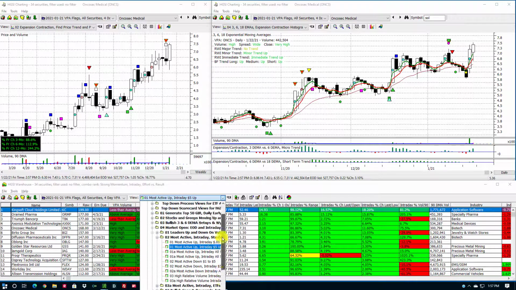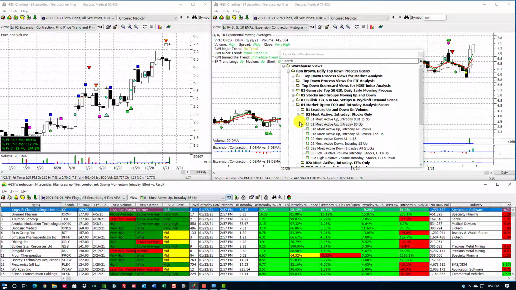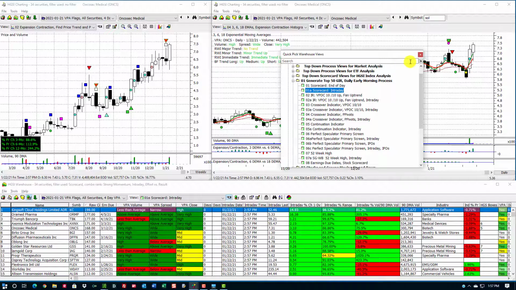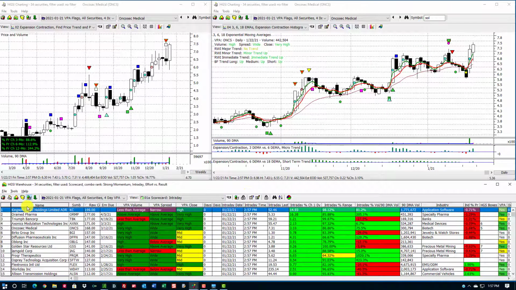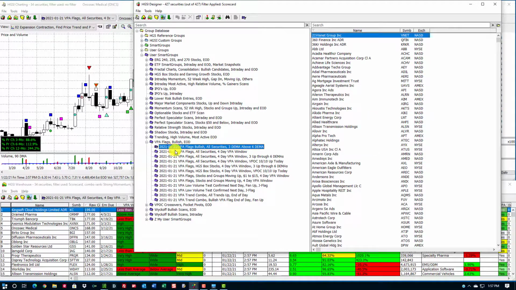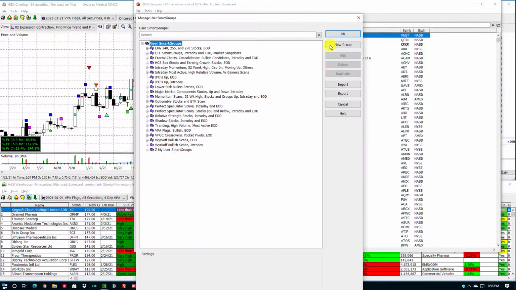Now I have a most active screen in here. I want to change that. I'll go up to my number 1 folder and look at the scorecard intraday. I'll use this instead. Now I'm going to go back into the designer, and I'm going to show you what I came up with. This is VPA flags bullish, all securities is a list of securities, but the 3 is above the 6. And I'm going to edit this for you and show you what I did.